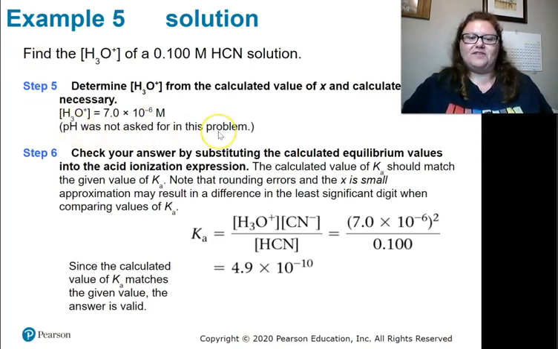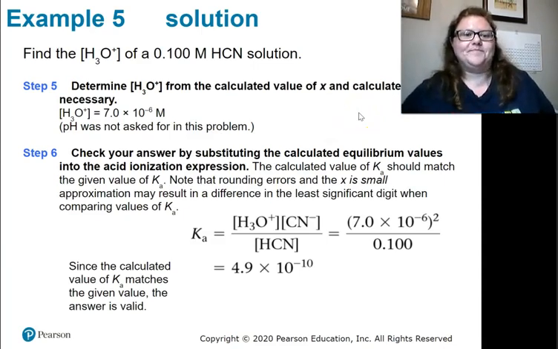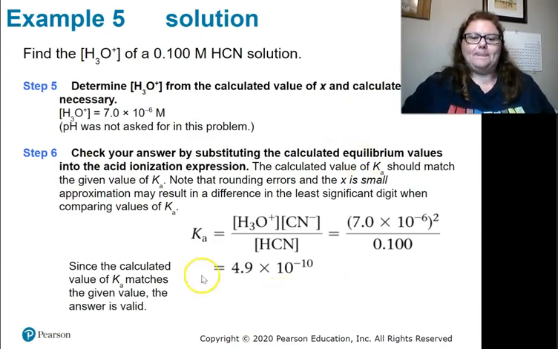pH was not asked for in this problem. We could figure that out at this step if it were. And so now, we're going to check by substituting the calculated equilibrium values into the Ka, right? We have our products over reactants. We found our hydronium. Here it is. We know that the hydronium and the cyanide were a 1-to-1 ratio because of the balanced equation. So this would essentially be squared.